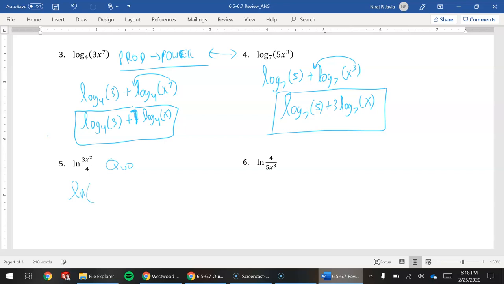So the natural log of 3x squared, and the quotient rule says whatever top is going to be minus the bottom, natural log of 4. Natural log does not have a base at all. It's just natural log for ln.